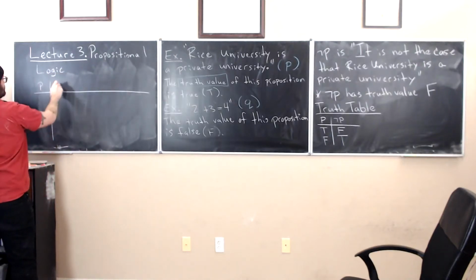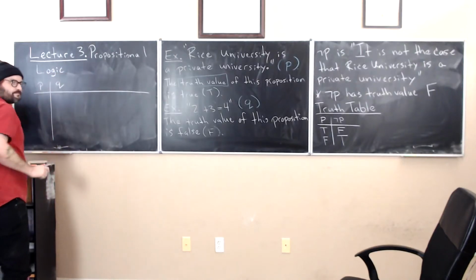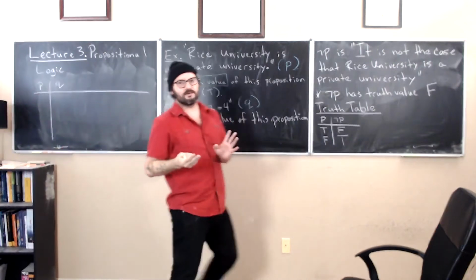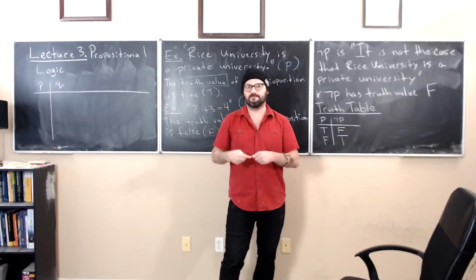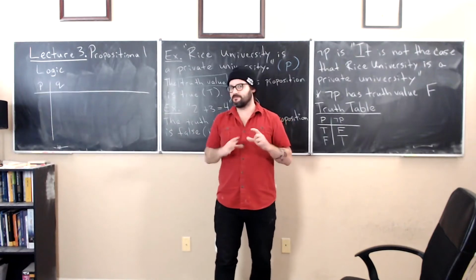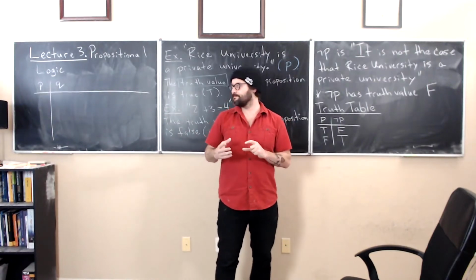Suppose we have a proposition P and a proposition Q. So we're looking at two propositions now. Just like if we were looking at two different numbers, we can add them, subtract them, multiply them, all these things. With propositions, there's going to be similar operations that we can do.